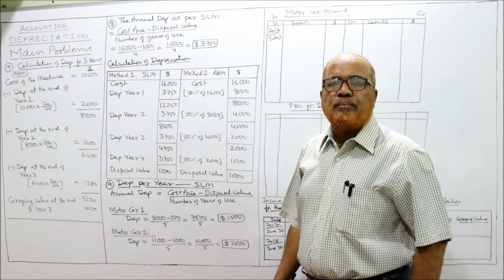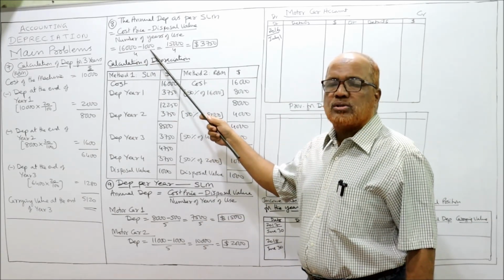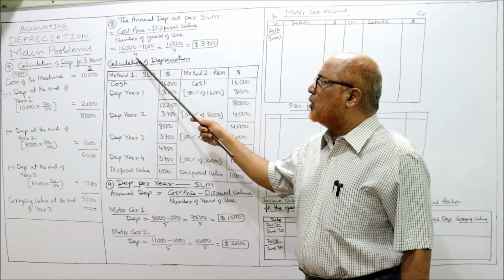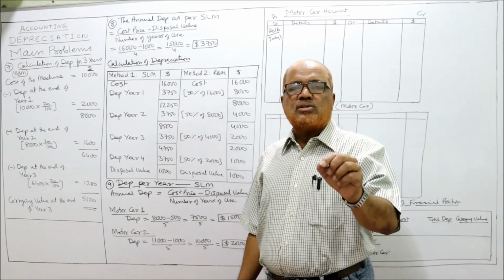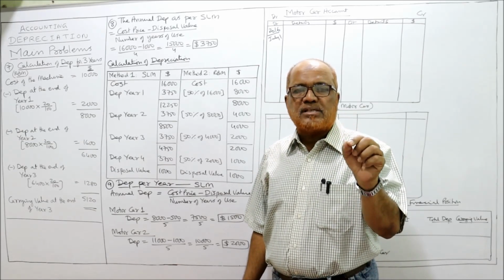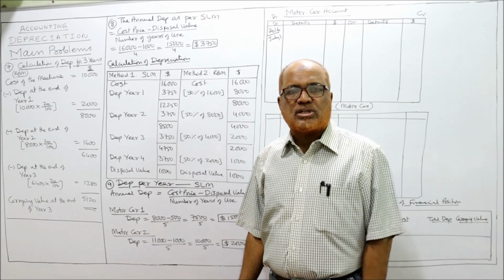So here in our problem, the cost price is given 16,000 and the scrap value is 1,000 and the estimated life is 4 years. So it comes to $3,750. This $3,750 is the annual depreciation according to SLM, straight line method. And it will remain constant.